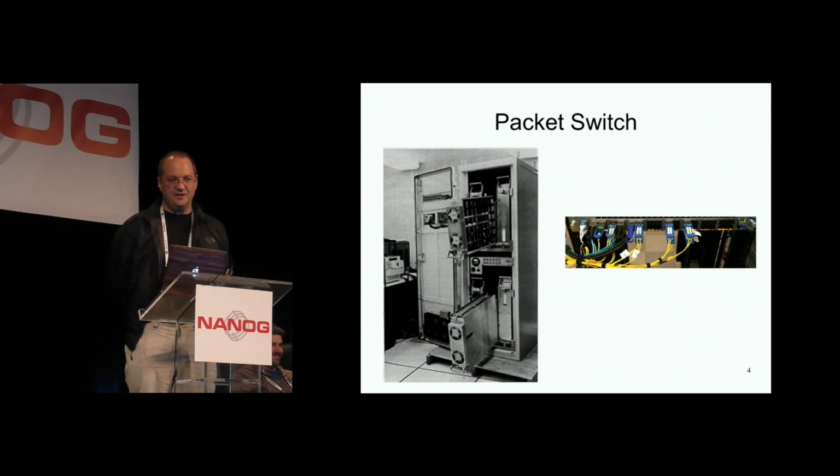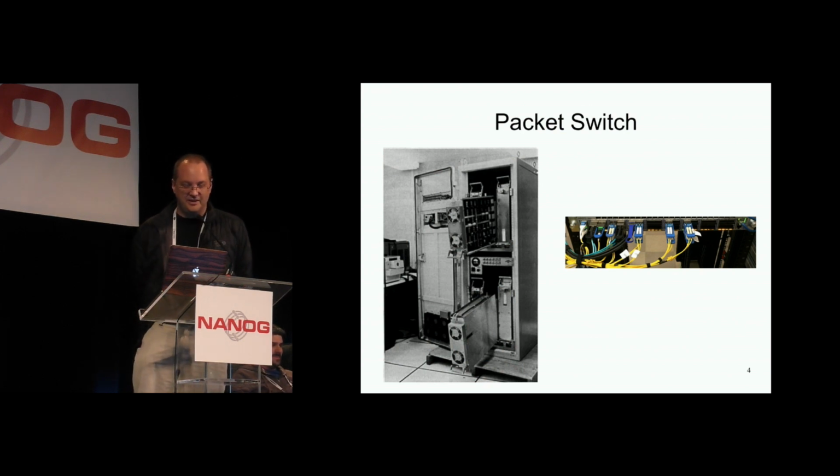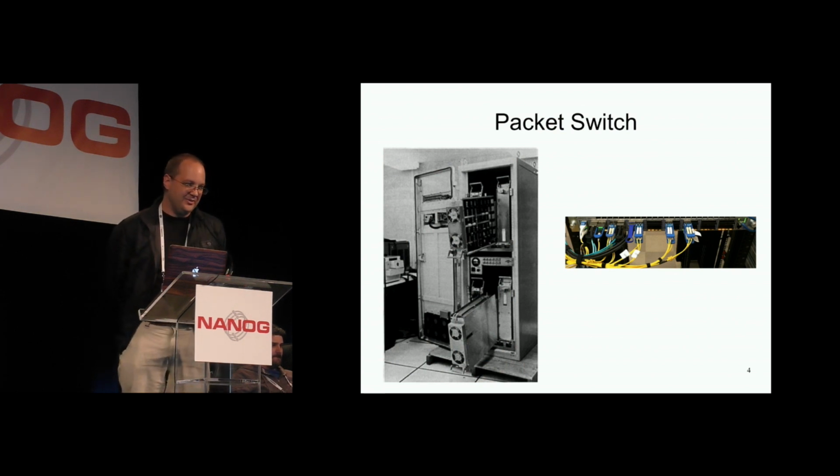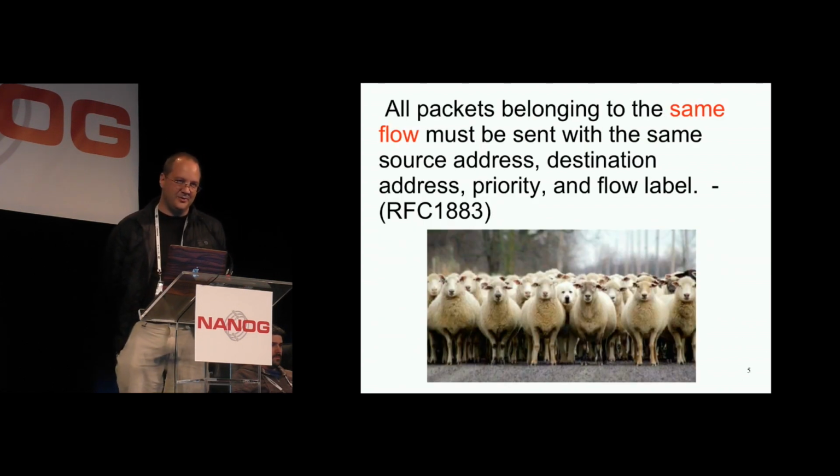On the left-hand side, you see a circa 1969 to 1989 packet switch. On the right, you see a modern one. Packet switches are actually bounded by the worst case forwarding situation. On the left, that's less than 1,000 packets per second, and on the right, it's 5 billion. Okay, so what happens here? RFC 1883 is pretty unequivocal. All packets in the same flow must be sent with the same source address, destination address, priority, and flow label. That's pretty clear. Unfortunately, we didn't exactly stick with that.